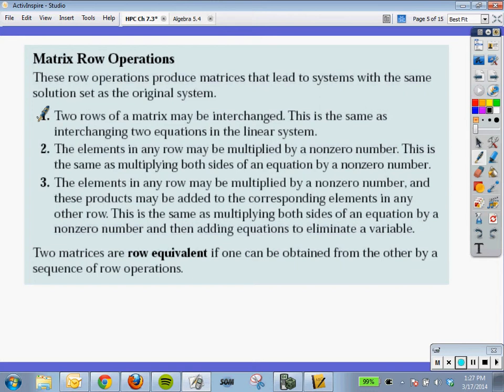The elements in any row may be multiplied by a non-zero number, and these products may be added to the corresponding elements in any other row. This is the same as multiplying both sides of an equation by a non-zero number, then adding equations to eliminate a variable. So what we're going to see is that we're going to add two rows together, and we're going to replace one of the rows with the resulting row that we get. So we'll take, say, row 1 and row 2, add those two rows together, and then replace either row 1 or row 2 in the matrix with the new row that we came up with. Okay?